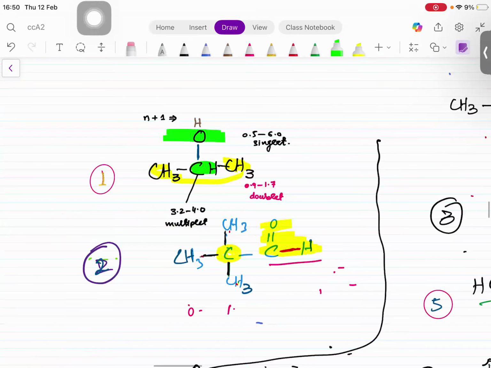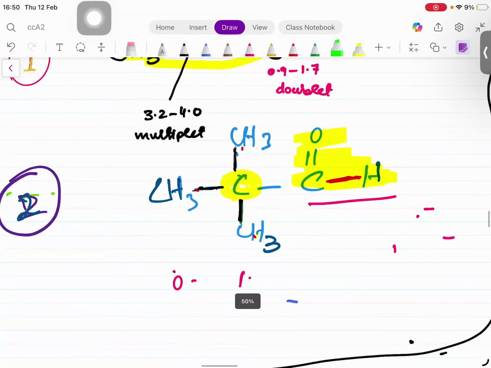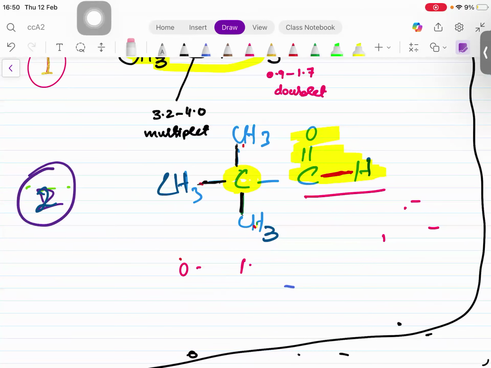Okay. Next, number two. Please give it a shot. Quickly, you have to do it with me. Please draw this molecule with you. How many peaks? And then, you don't have to say it, please write it down. Give it a shot quickly, and the splitting pattern as well.